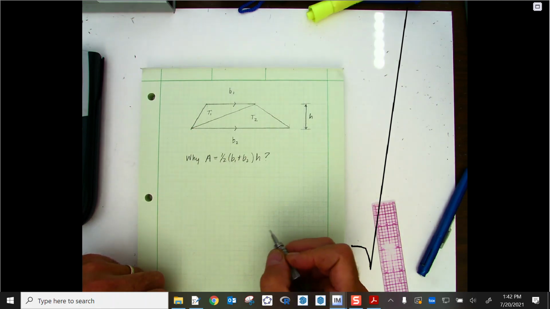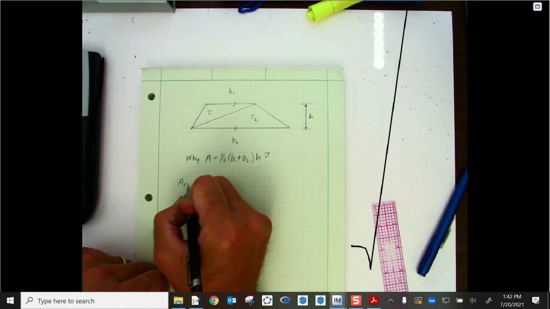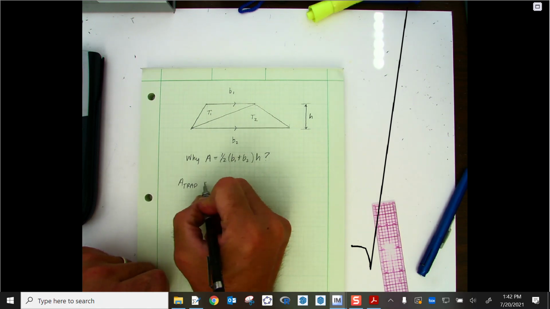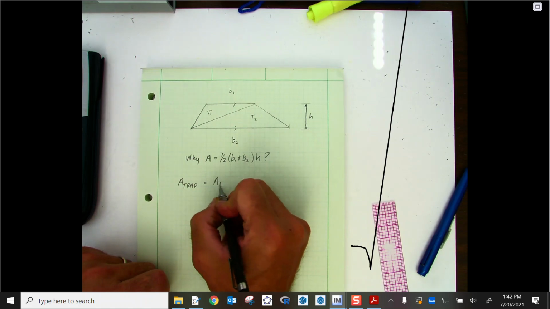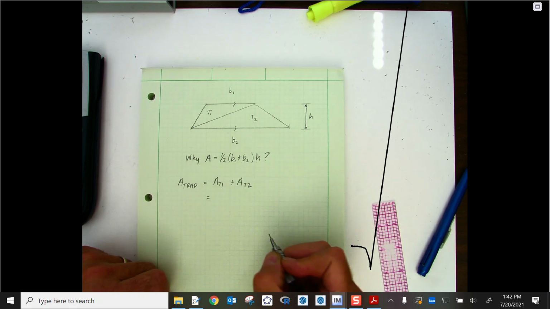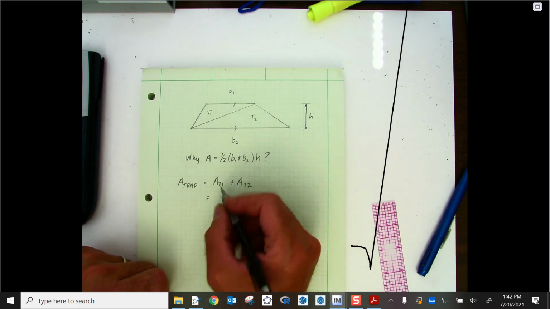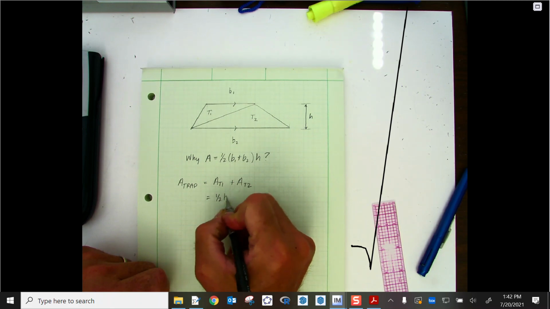I'll just sort of label them that way. And if I think about the area of the trapezoid, well, it's got to be the sum of these two, right? The area of triangle 1 plus the area of triangle 2. And triangle 1 is this one up here. I know the length of its base. It's base 1.